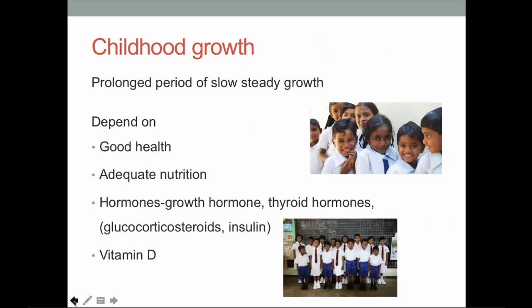Then we move on to the second phase of growth, which is the childhood growth. Now, this is the slowest period of growth. You know that we only grow during childhood. So once a child goes through the pubertal process and completes puberty, the growth is complete.